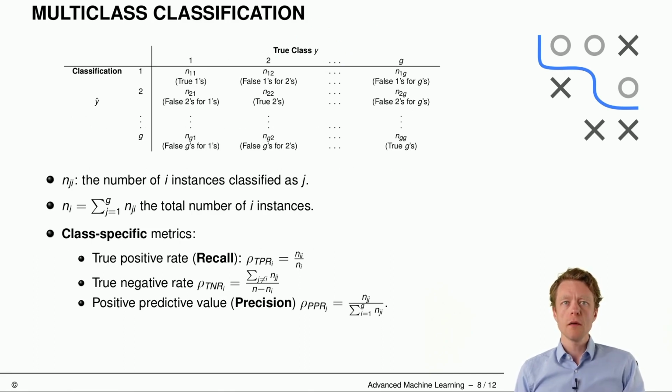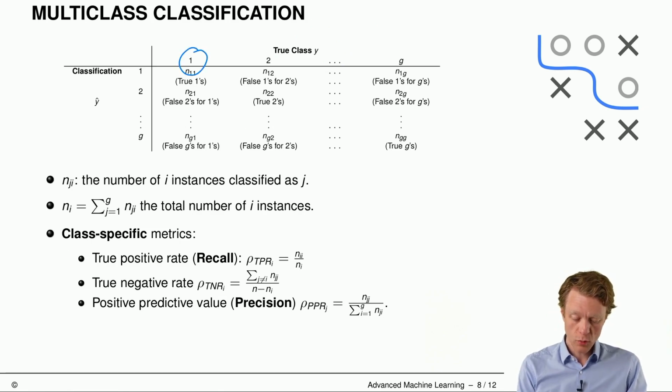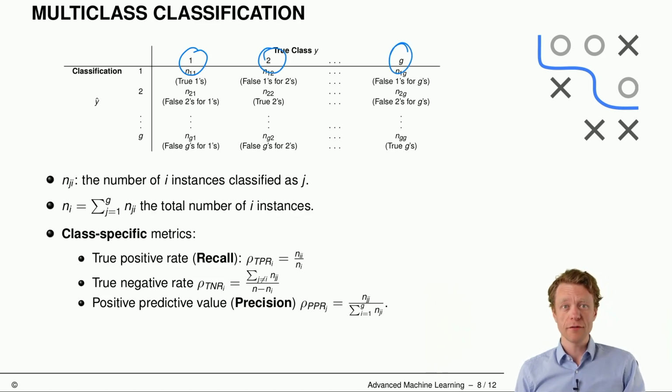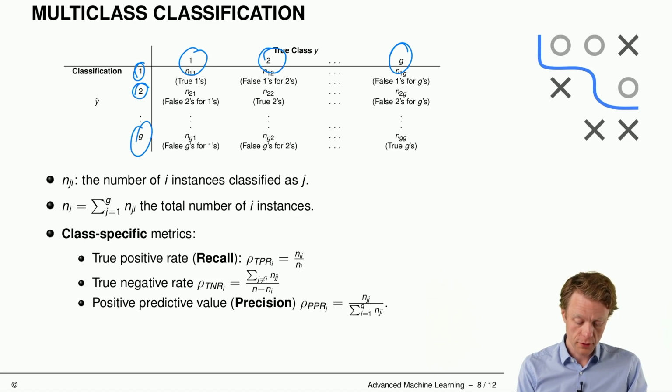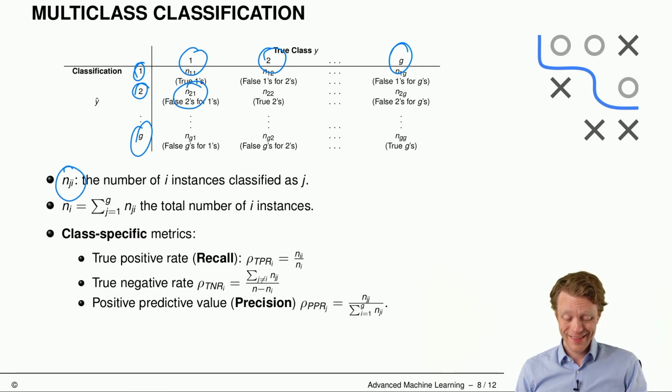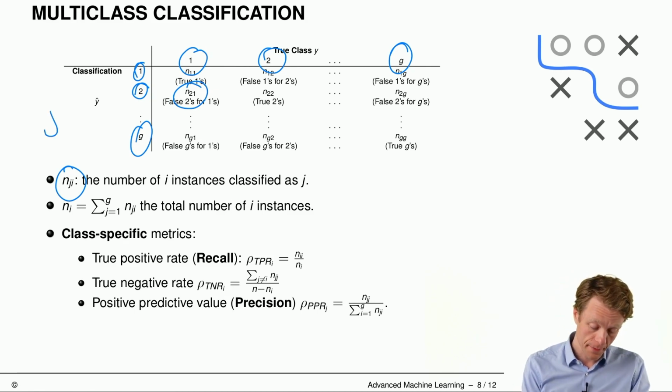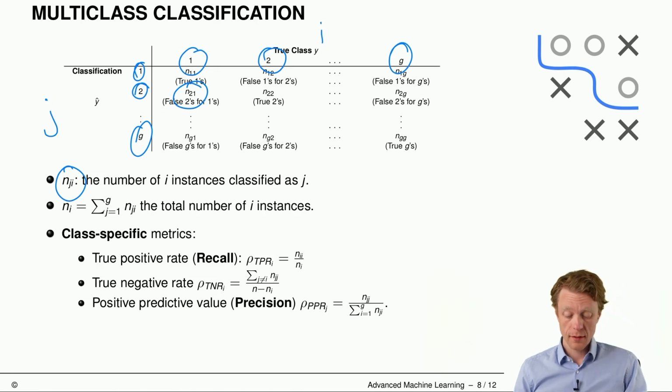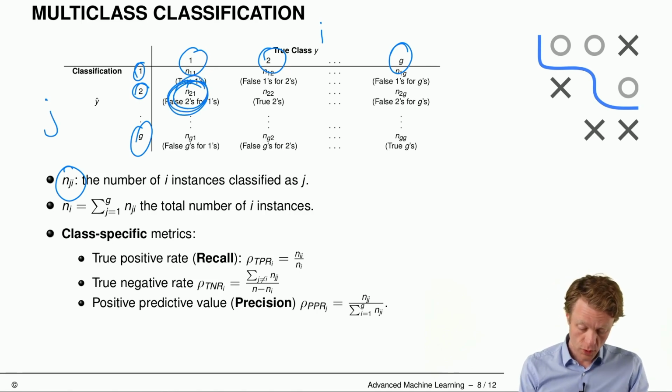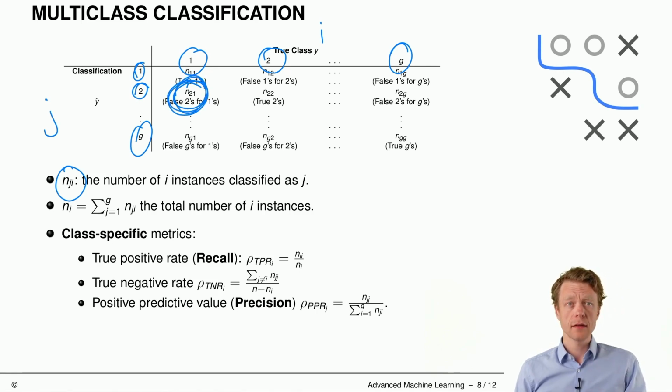Let's go over to multi-class classification now. Multi-class classification means we have more than two true classes. We have G true classes, and we have also G predicted classes. And with nji, we mean the number of I instances classified as J. So in the rows we have J, in the columns we have I in that case. And this one, n21, means we've predicted a 2 and the true class is 1.